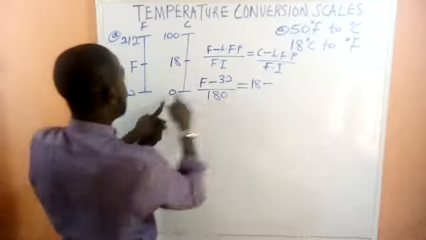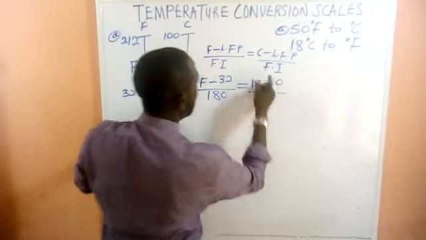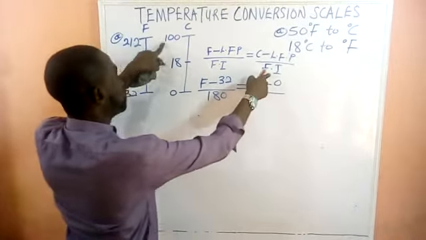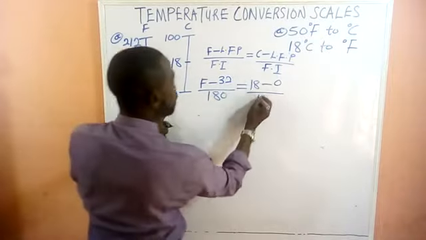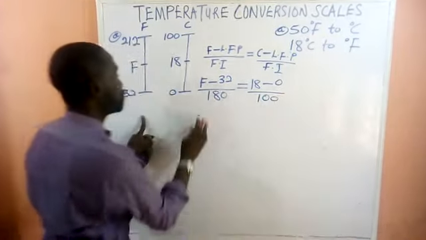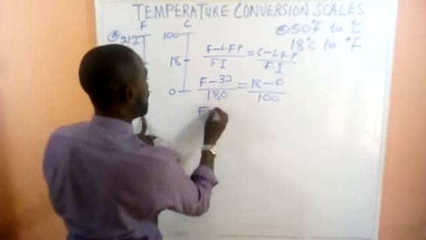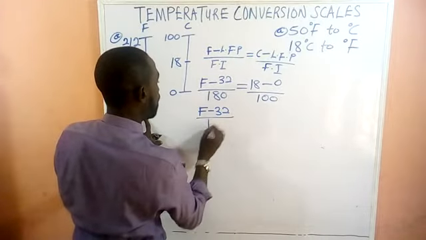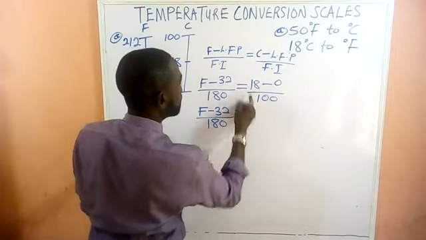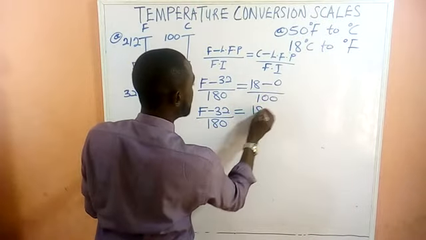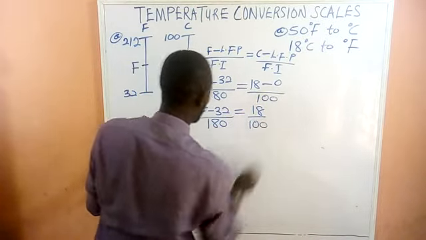Minus the lower phase point, which is 0, all over the fundamental interval, that is 100 minus 0, and that will give us 100. So we'll now be having F minus 32 all over 180 equals 18 minus 0, which is 18, all over 100. So we can multiply now.